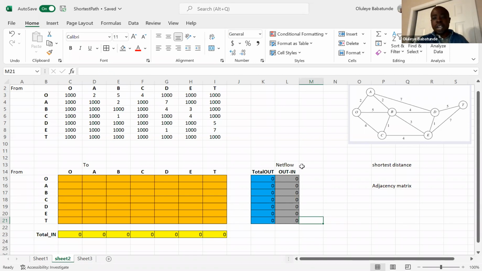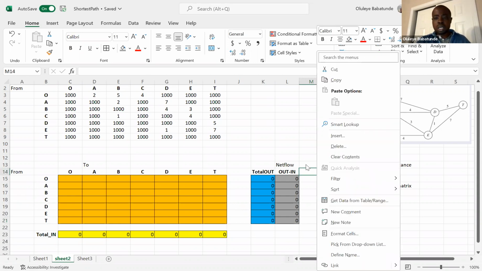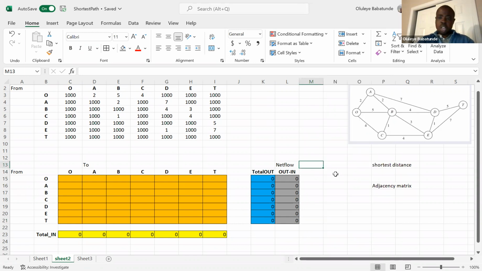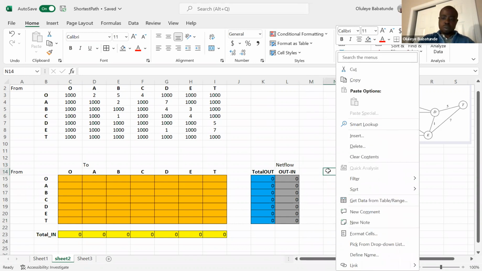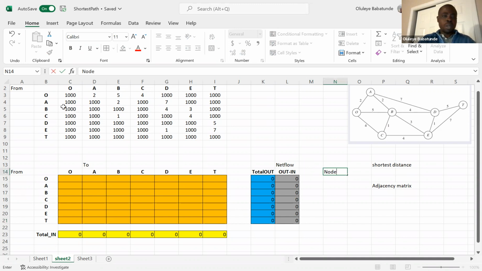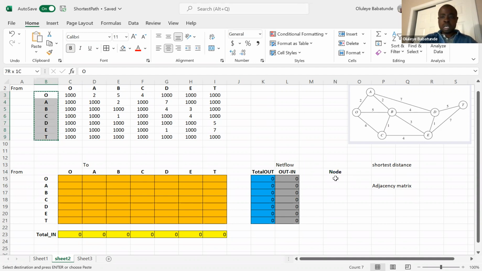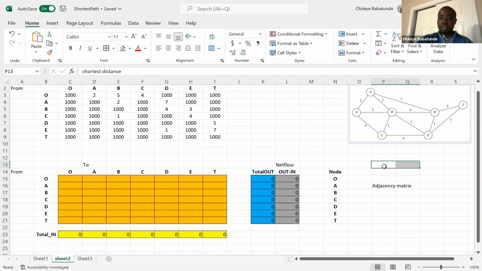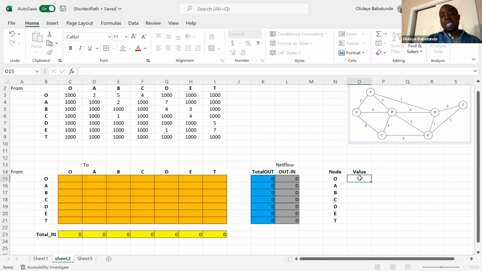Okay, now the nodes, let me call this node. Let me grab this node from sink to source. Grab that here. So let me delete that. Okay, now let me grab this to be, let me call this a value.